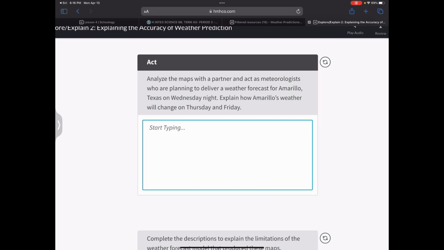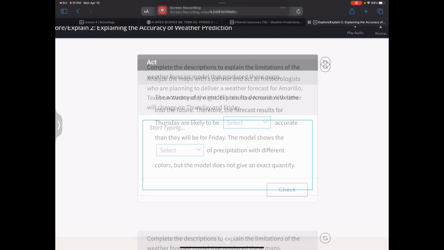Next, you're going to analyze the maps with a partner and act as meteorologists who are planning to deliver a weather forecast for Amarillo, Texas on Wednesday night. Explain how Amarillo's weather will change on Thursday and Friday. So look at the forecast maps in your book and explain how Amarillo's weather will change on Thursday and Friday.